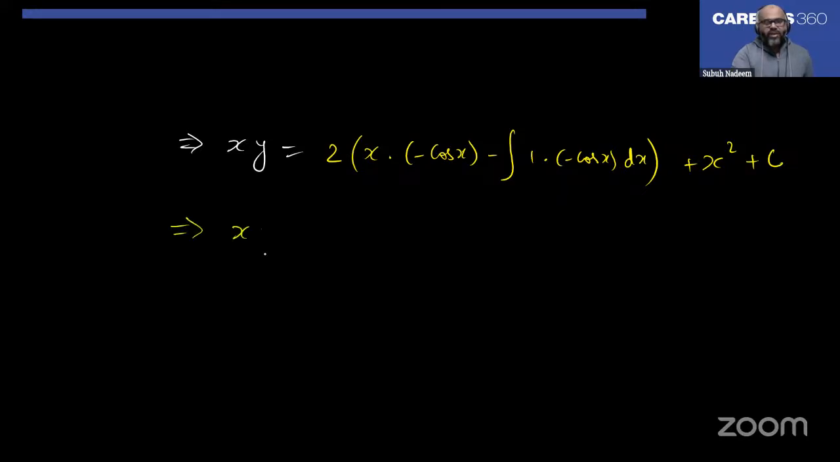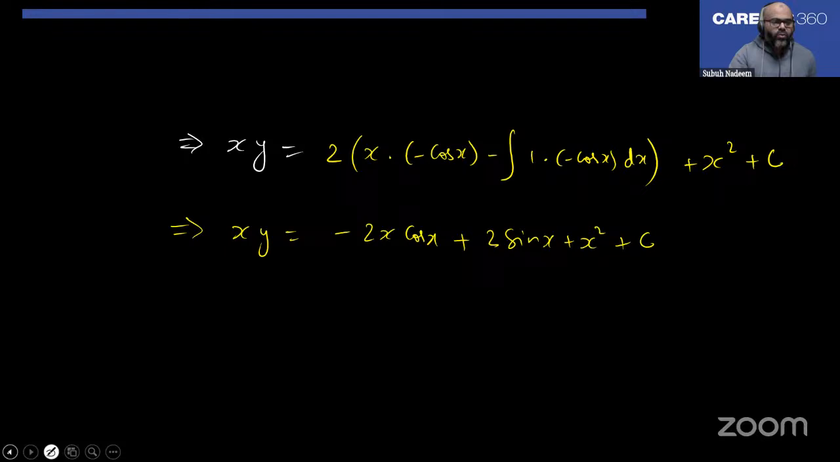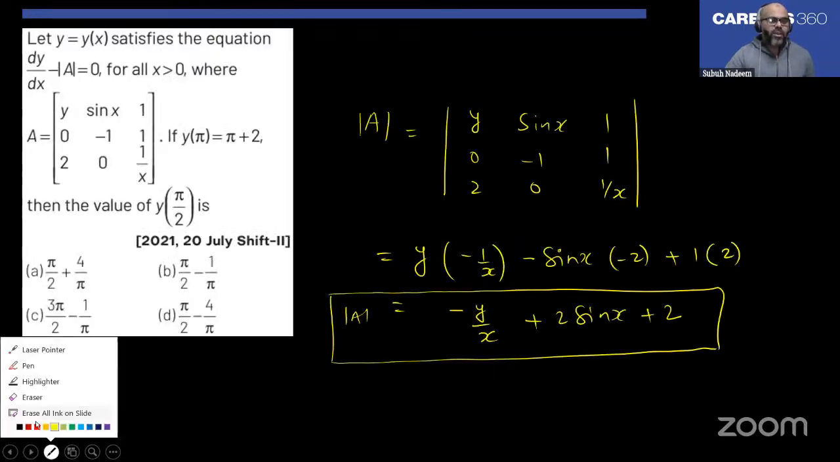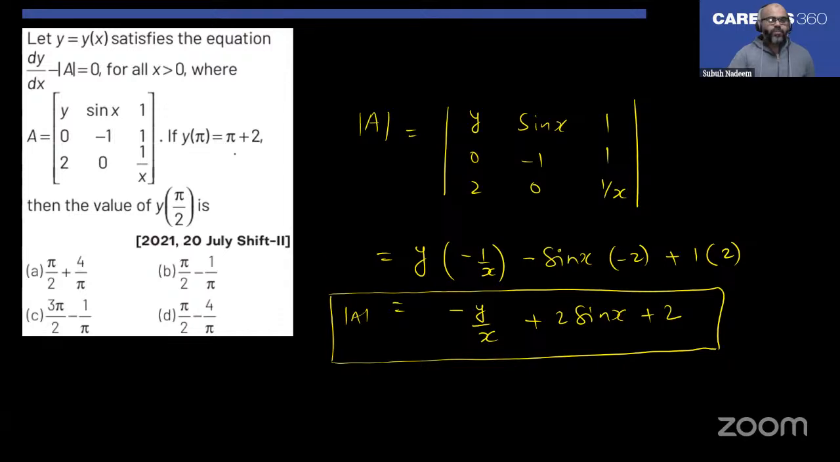So what we get is xy is equal to minus 2x cos x. And this will become plus cos x. Integral of cos x is sin x. So plus 2 sin x plus x square plus c. Now, what was the initial condition which was given? y of pi is equal to pi plus 2. It is given y of pi is pi plus 2.